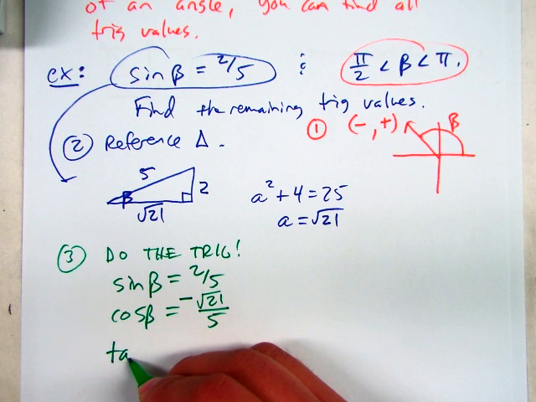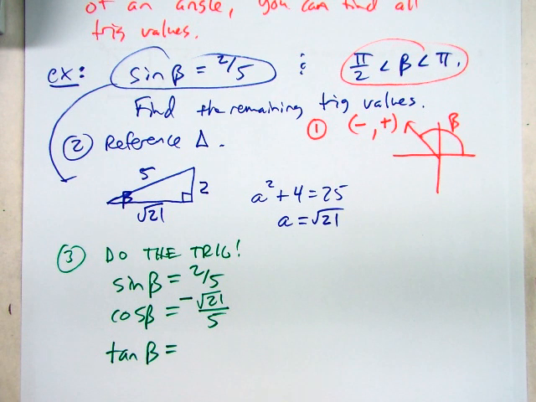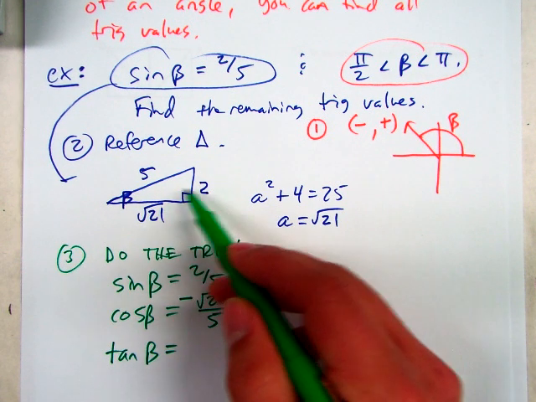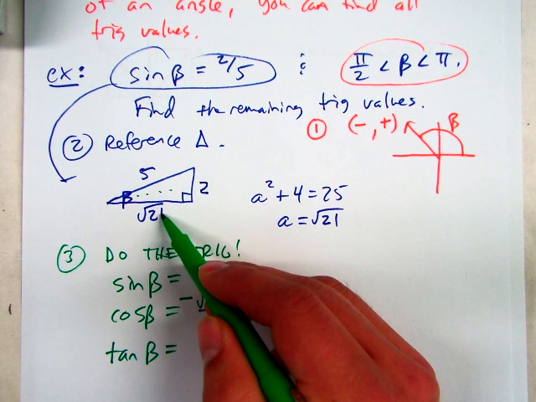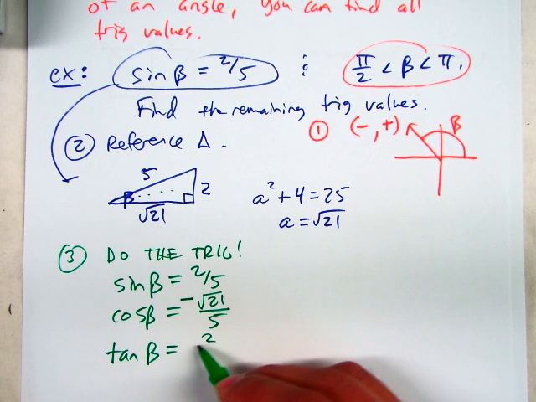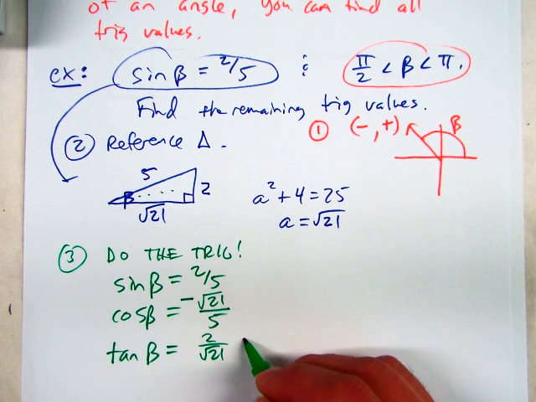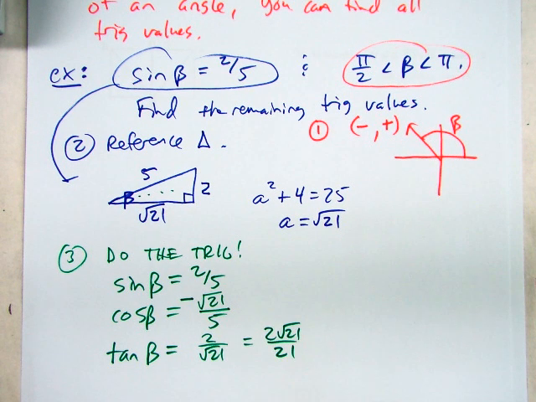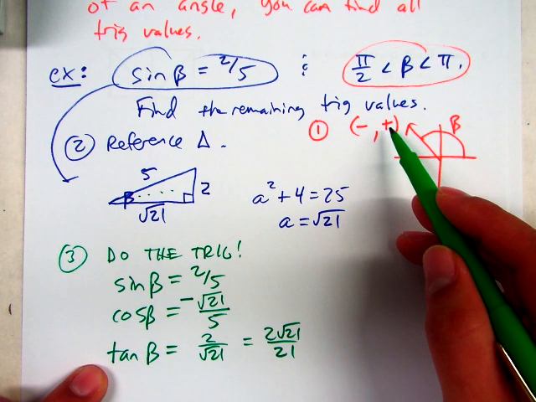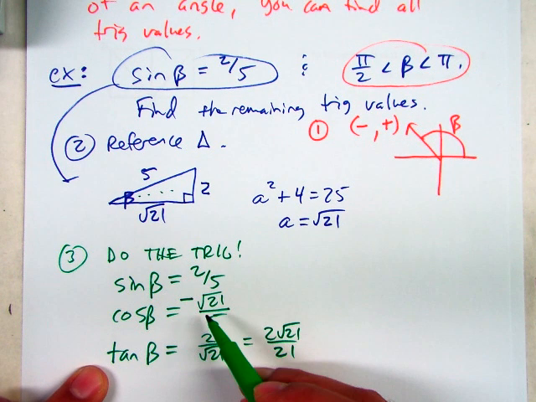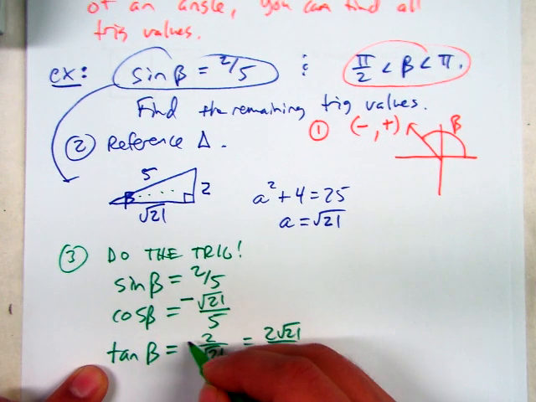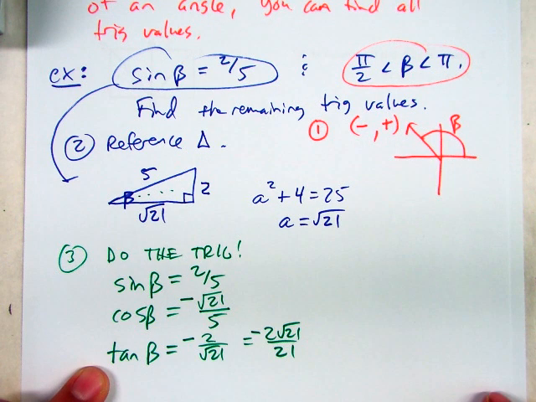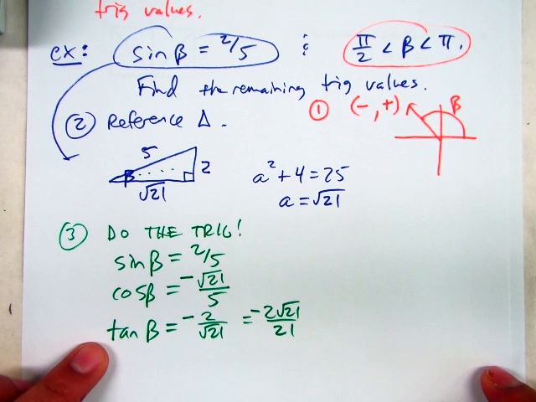Tangent is, using the triangle, opposite over adjacent. So 2 over root 21, which is 2 root 21 over 21. And then, of course, because tangent is y over x, or sine over cosine, a positive over a negative is negative. So this should be a negative answer. Does that make sense? Okay.